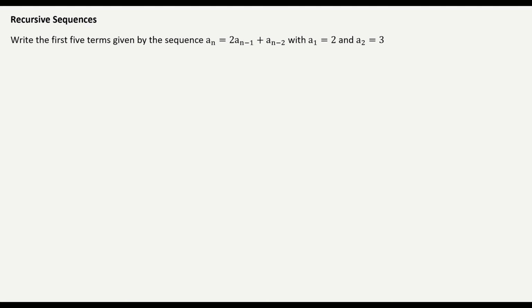So a recursive sequence means in order to find the next term, the next number in the pattern, you have to know the previous term. An example of a recursive sequence is given right here: a sub n equals 2 times a sub n minus 1 plus a sub n minus 2. So that's saying to find the next term, you have to take 2 times the term n minus 1, which is 1 before the nth term, so 2 times the previous term, plus the term 2 terms before.